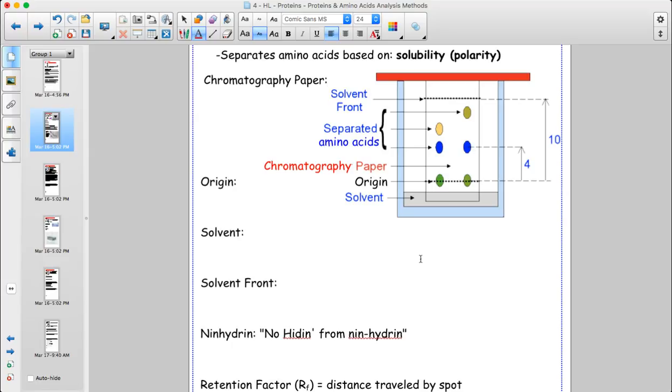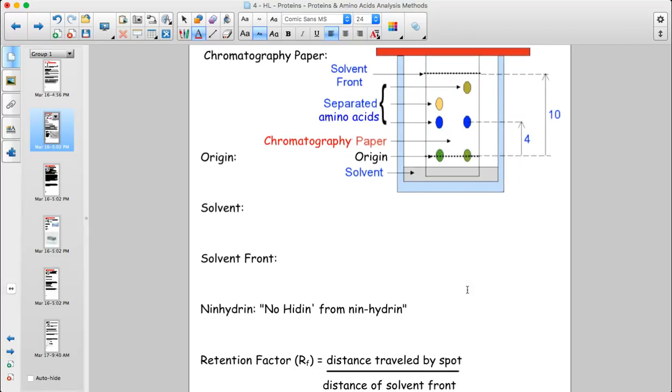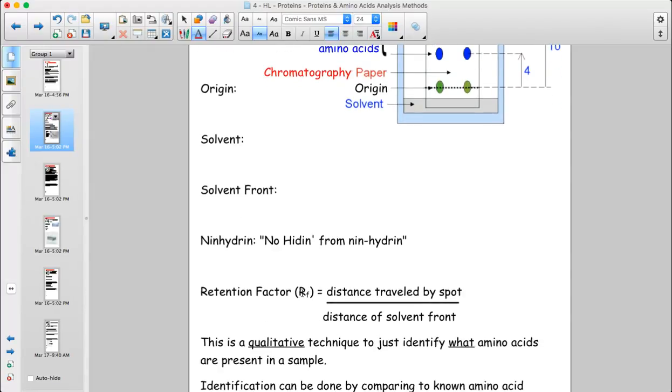That's how I remember it, because there's no hiding from it. When you spray Ninhydrin on it, it binds to the amino acids and it makes them look blue, kind of purplish, so it makes them show up. Therefore, there's no hiding from it. So there's no hiding from Ninhydrin, and hopefully that can help you remember the name of that dye.